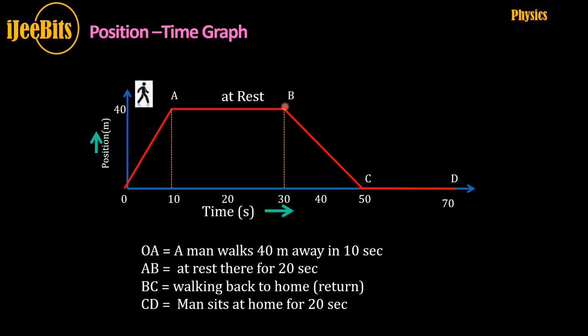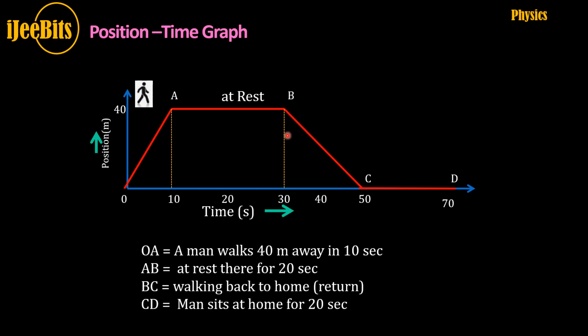Now AB is flat. There is no change in position. Sometimes you stay at that position. So the time interval, if you look at 30 and 10, right, delta, 30 minus 10 is 20. For 20 seconds you are at the same position. You are at rest. So AB means at rest there for 20 seconds. That's what is given. You clear?